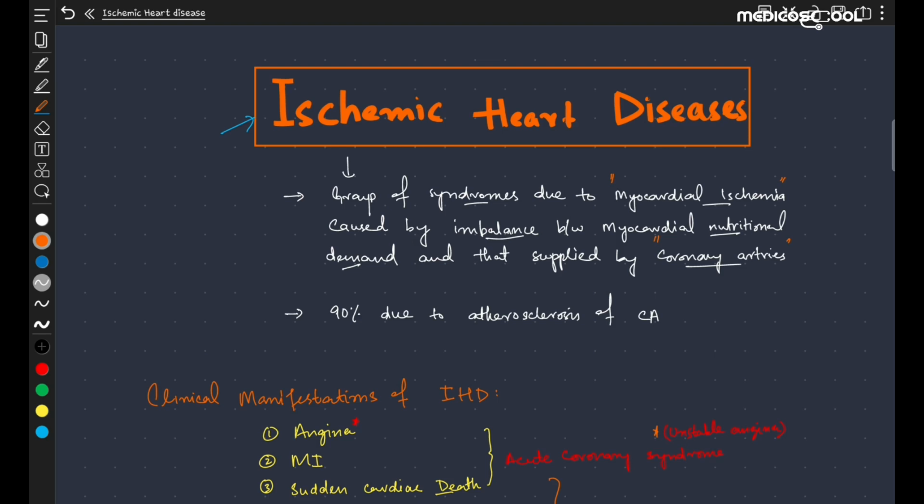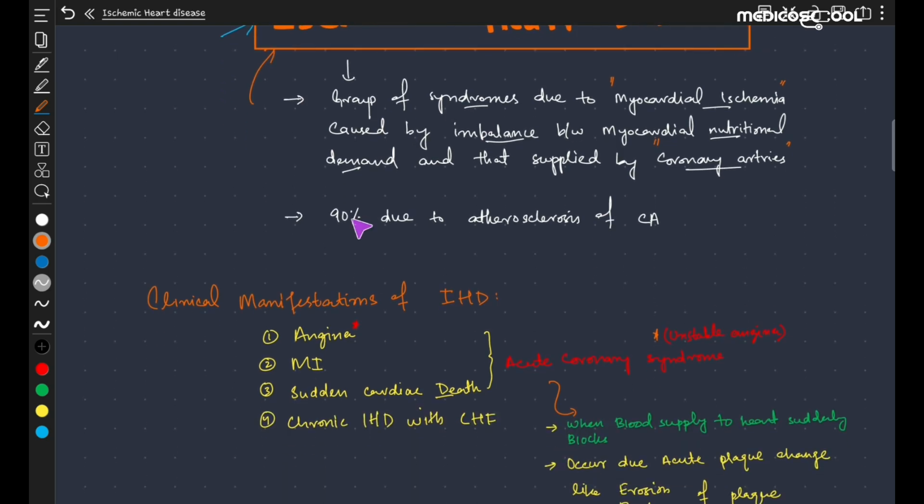The myocardia need much more oxygen and nutrition while it is much less supplied by the coronary artery, and this results in the ischemic heart diseases. And about 90% of these ischemic heart diseases are due to the atherosclerosis of the coronary arteries, and the other 10% can be due to other reasons like vasospasm, or the catecholamine induced vasospasm. A lot of other reasons can cause this kind of ischemic heart diseases.